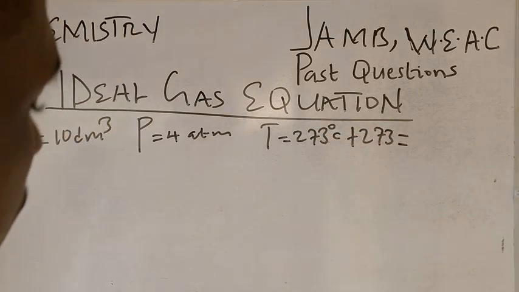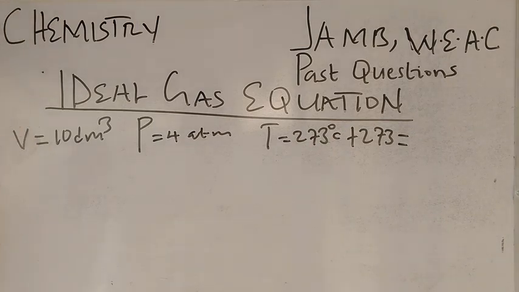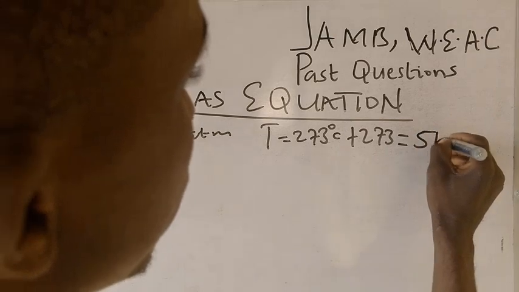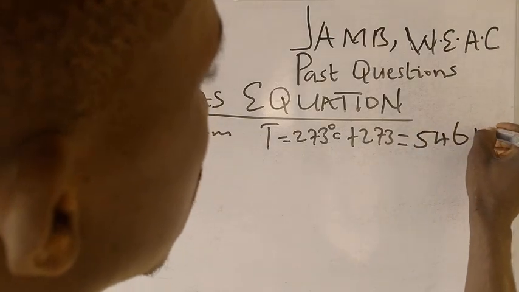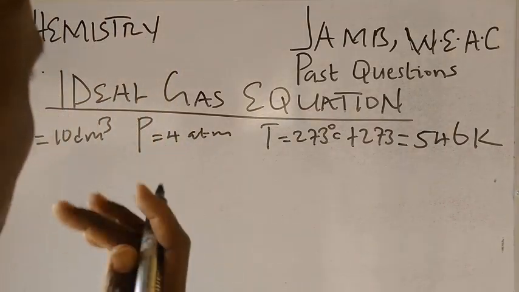Since this is given in degrees Celsius, we have to convert it to the standard temperature in Kelvin. So 273 plus another 273 gives you 546. So our temperature here is 546 Kelvin.